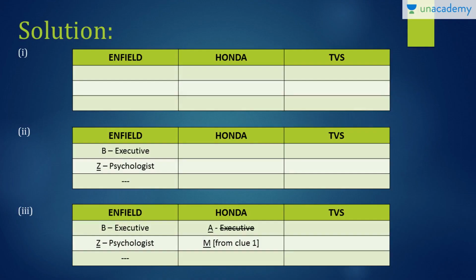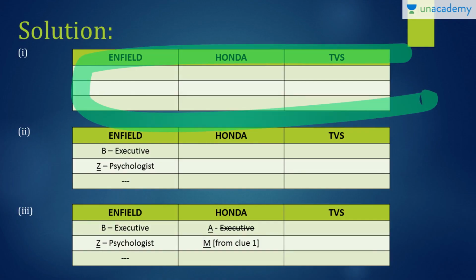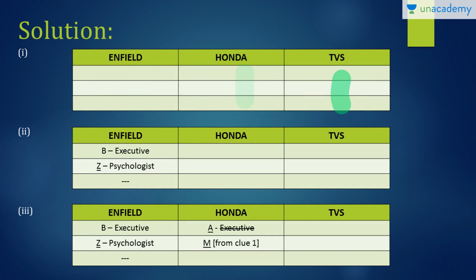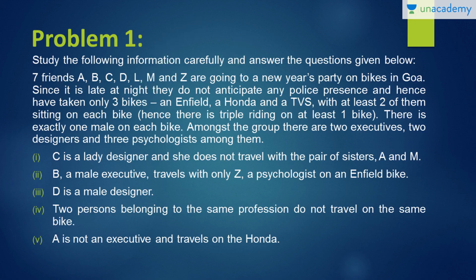So here I have made this tabular structure where I have kept 3 spots each, because I don't know which of the bikes will be having a triple riding. So in all these 3, there will be one bike with a triple riding and the other 2 will have just 2 spots. Now we are going to read the clues and arrange them. Also, what are the other parameters? We have to find out who are the males and females and their professions as well. So now let us proceed.